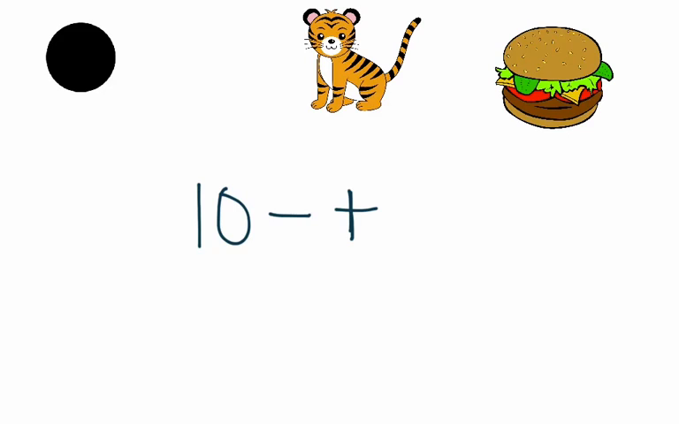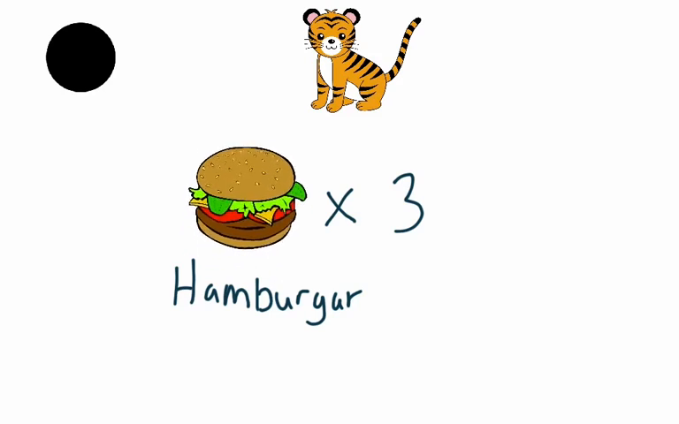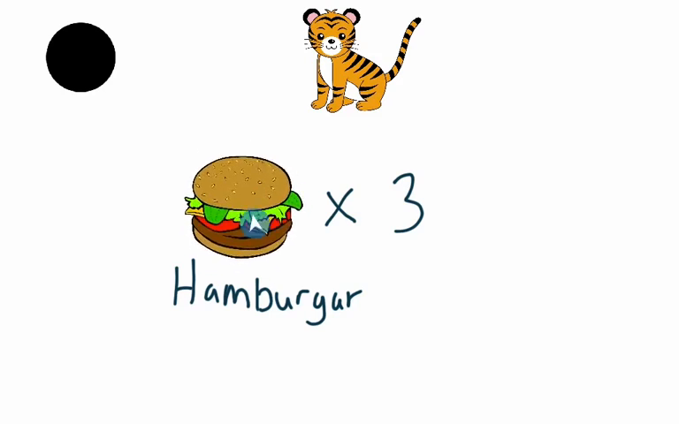Okay? And here's the last one. Okay, here's our next one. So we have some groups of hamburgers right here. Let's say we have packages of hamburgers, and in those packages there are 3 hamburgers apiece. But we don't know how many packages of hamburgers we have. So how would we write that? Now this one's a little bit more complicated than the adding one we did with the dot or the subtracting one we did with the tiger.